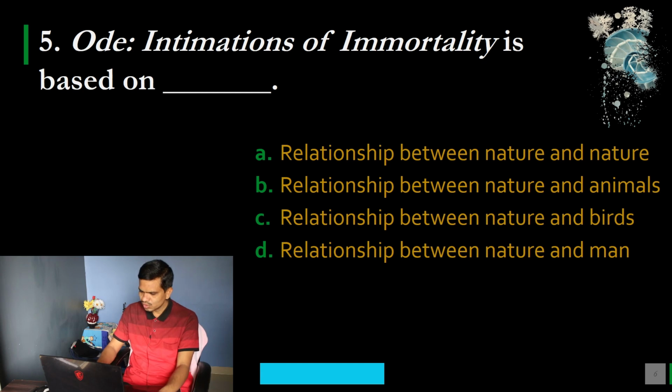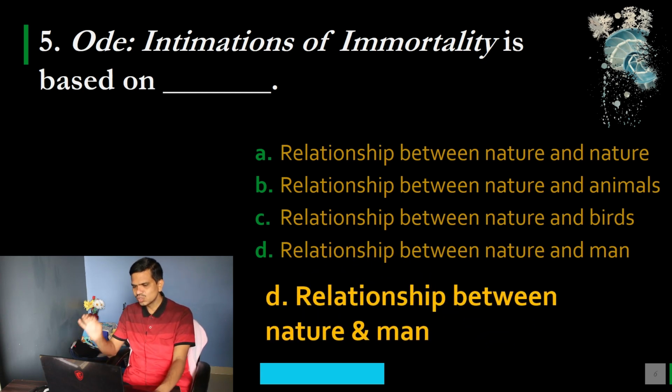Please note down your option, and on that option please tick right or wrong. If it is right, tick correct, or if it is wrong, just put wrong. And the correct option is relationship between nature and man, D option.